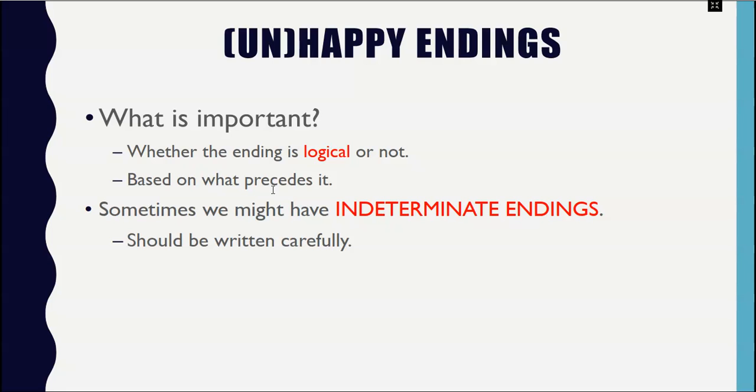So, or for example, in fiction, sometimes we don't really know what happened. We don't know if, for example, the person killed the other person or not. So these indeterminate endings also appear in literature, but of course, they have to be written carefully because you cannot just stop a story just because you want to have an indeterminate ending.